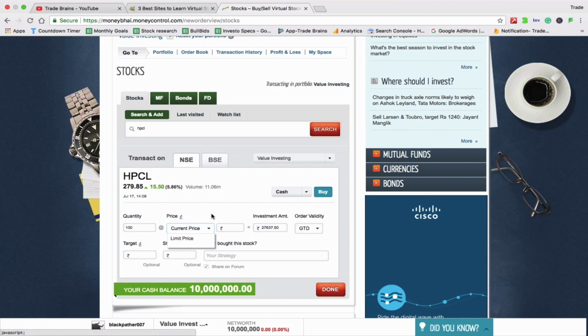So first we will buy using current price. You will just select current price, write the quantity, and that's all. We are not going to write targets or stop loss. And then you have to write the reason why you want to buy that stock. Let's say whatever your reason is.